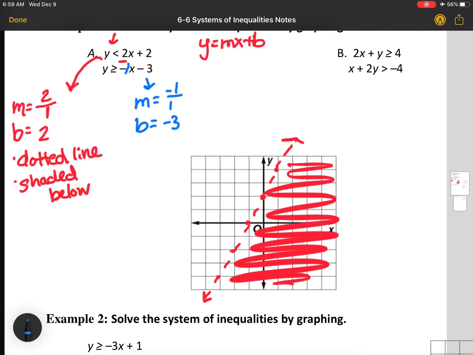If I graph my y-intercept, I need to go down 3 on the y-axis, which is about right in here. And I have a negative slope, so it's going to fall from left to right. So I need to go down 1 and to the right 1 from there. I could also start at the y-intercept and go up 1 to the left 1. Then I've got to think about what kind of line I need. Since I have this little bar underneath my inequality, this one's going to be a solid line when I connect them. So a solid line.